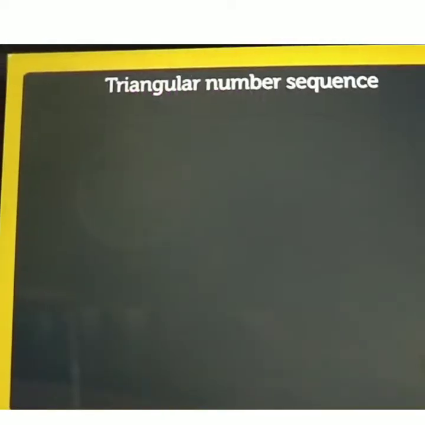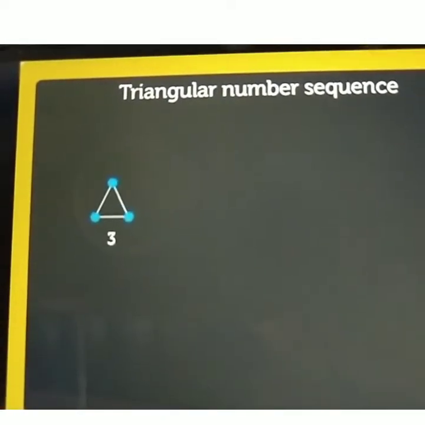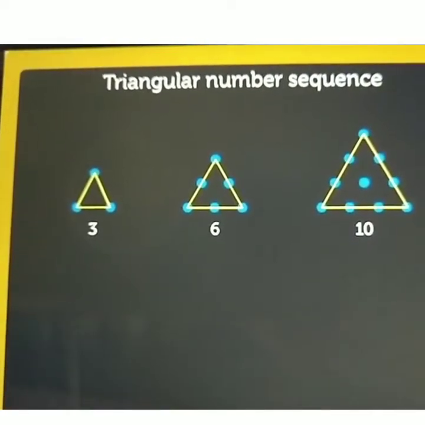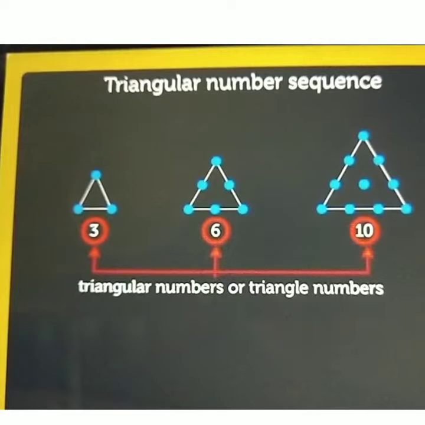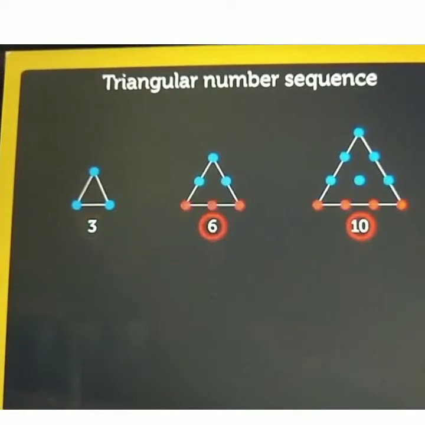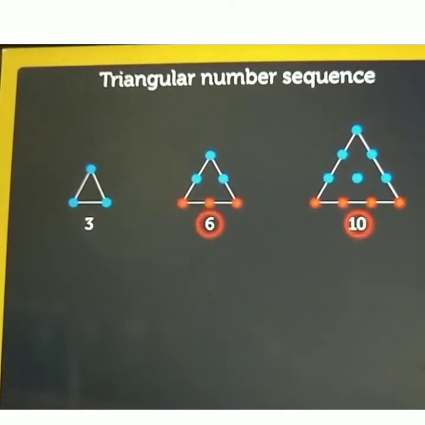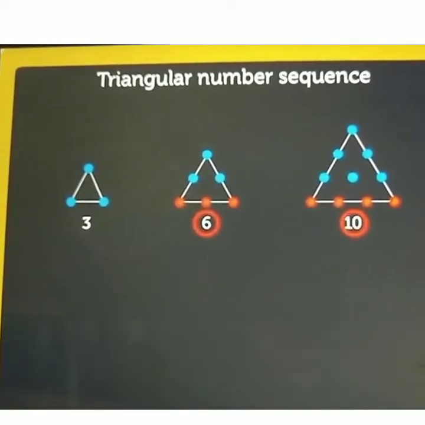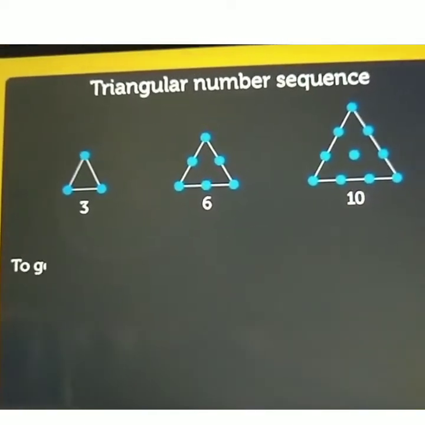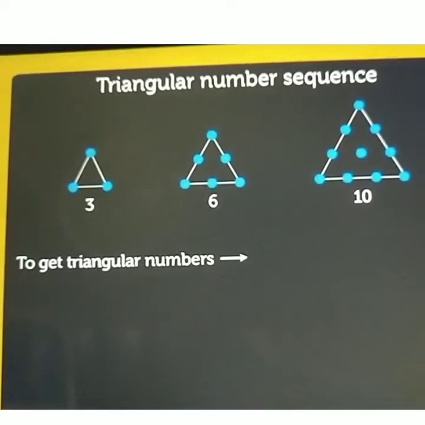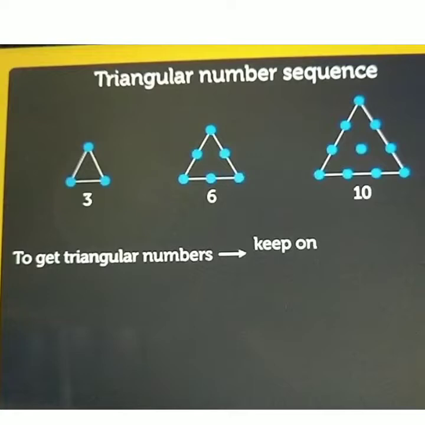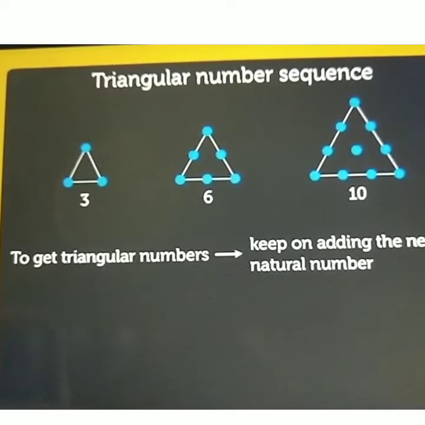When we arrange dots equal to numbers 3, 6, 10, we get triangles. Such numbers are called triangular numbers or triangle numbers. Here, each subsequent number in the sequence adds a new row of dots to the triangle. Now, let us learn how to get triangular numbers. So here, we follow a pattern of keeping on adding the next natural number.